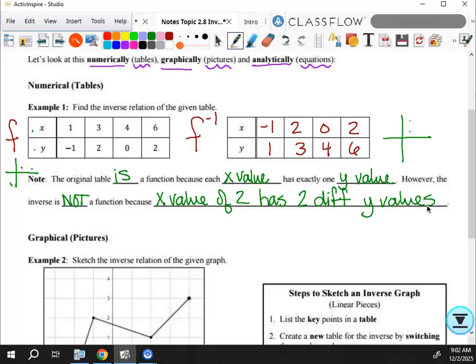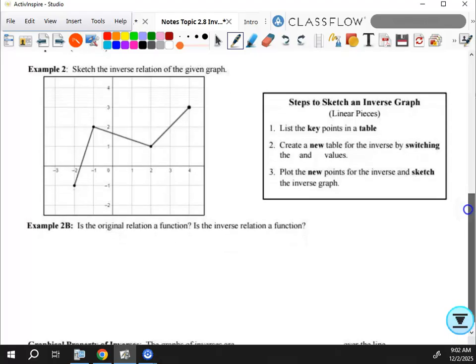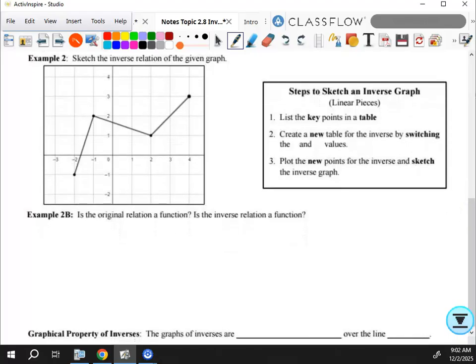Okay, very good. Graphical. So let's look at these pictures. It says to sketch the inverse relation of the given graph. So we're going to go by these steps over here. We'll say that this one is f. And so we're going to make a little chart of our ordered pairs. There are obviously an infinite amount of points, but I think if I just plotted 4 of them, I'd be good. So this one here is at -2, -1. This one is at -1, 2, 2, 1, and 4, 3.